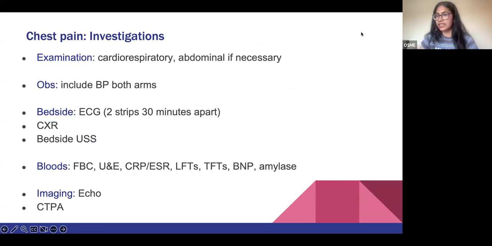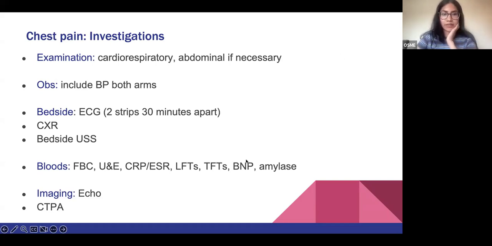Then going on to investigations. So we'll talk through this framework once, and then for the rest of the presentations, we'll just discuss the specifics that are different. So again, we're starting with examination. So a full cardiorespiratory exam. If you think it's an abdominal cause or that's not been struck off your differentials based on your history, then you can do an abdo exam as well. For the obs, again, you're always going to say a full set of obs. Here you can be clear and include taking blood pressure in both arms to rule out aortic dissection.